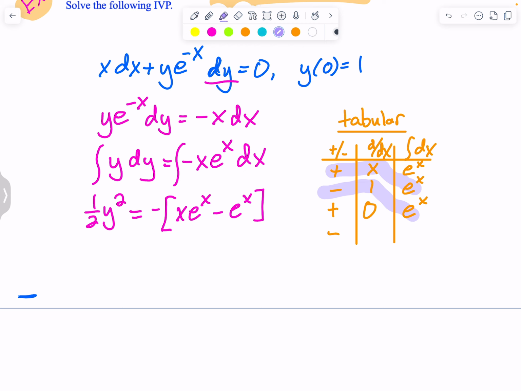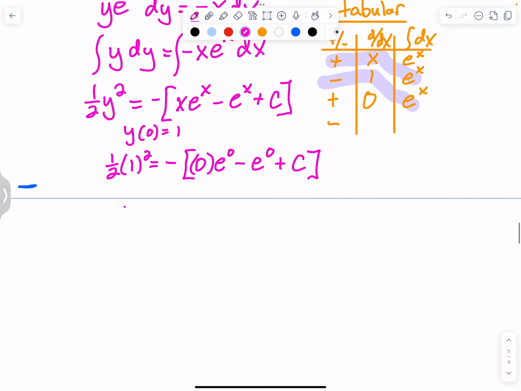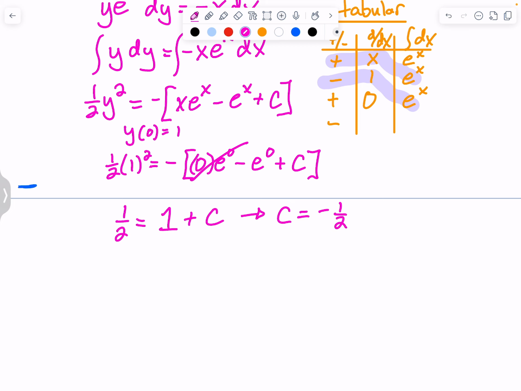You could flip them if you want. That negative out front does not bother me. So that's our solution. Oh, we forgot something actually here. I forgot my plus c. I was just ready to be done, I guess. So now I have to use the y of 0 equals 1. So 1/2 times 1 squared equals negative, and then we're going to put 0 here, e to the 0, minus e to the 0 plus c. Now be careful with those e to the zeros. On the left hand side, I get a half. On the right hand side, that's gone times 0. But this e to the 0 is a 1. And it becomes a positive 1 because of the minus minus, plus c, which tells me that c is actually, if I minus that, I get negative 1/2.